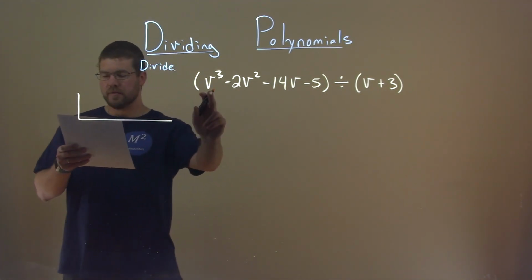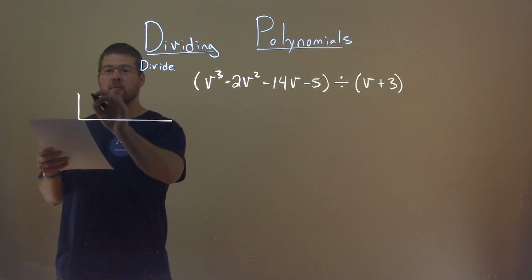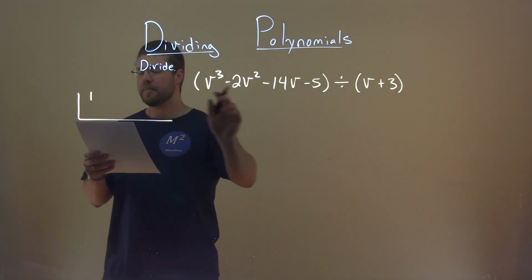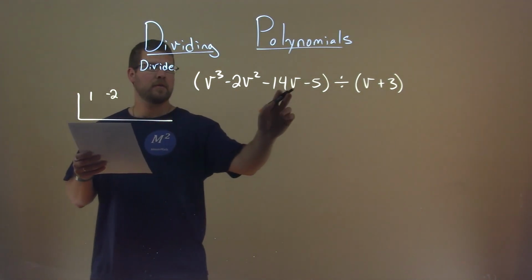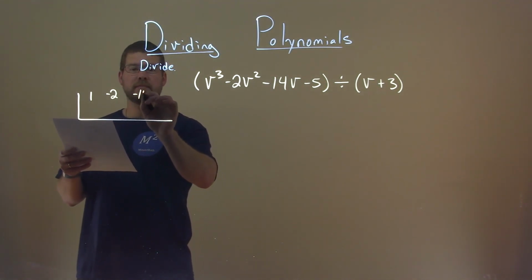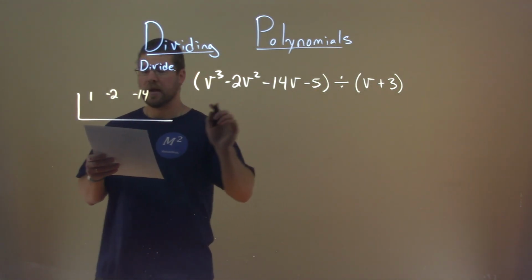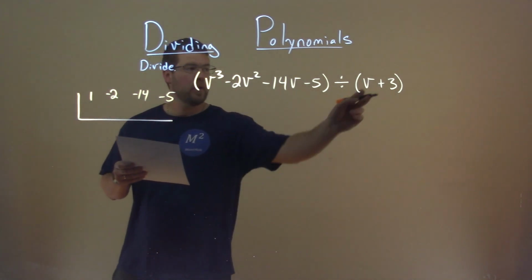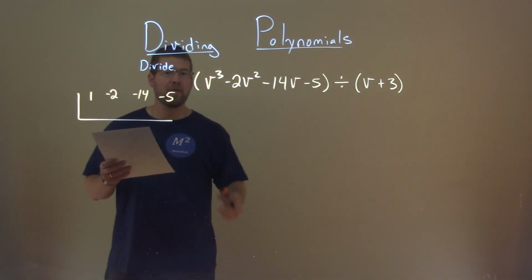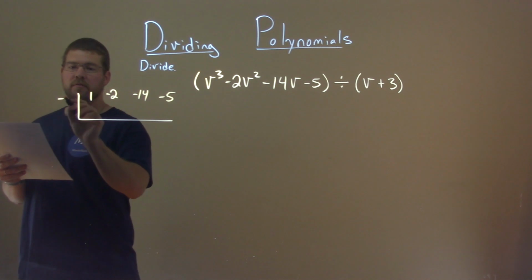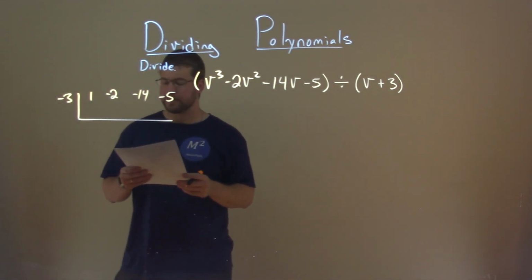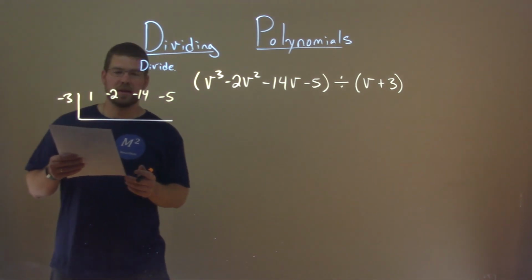Look at our coefficients. In front of the v to the third, we just have a 1. In front of the v squared, minus 2. In front of the v, minus 14. And the last part, a negative 5. We have a v plus 3 right there. So opposite of a plus 3 is a minus 3. Don't forget that. Put a minus 3 right there. Now we're set up to divide synthetically.